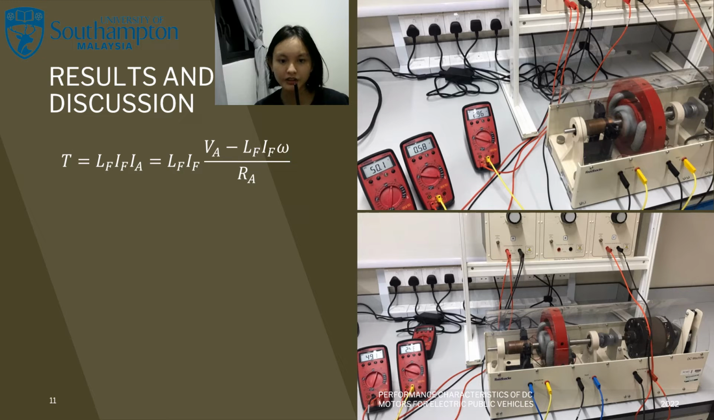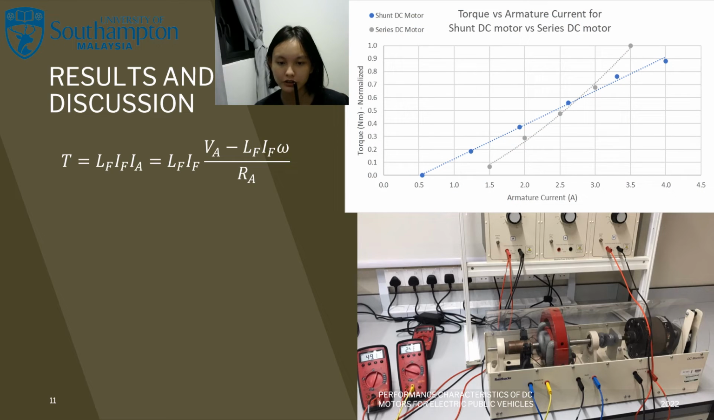This is the theory that relates the torque to the control parameters as given in the formula on the left, where T is equal to torque, LF is the inductance of the magnetic coils, IF is the field current, IA is the armature current, VA is the armature voltage, omega is the motor speed, and RA is the resistance in the armature. The graph on the top right shows the torque versus armature current for both shunt and series DC motor. There is minimal difference between the two, showing the negligible difference between them.